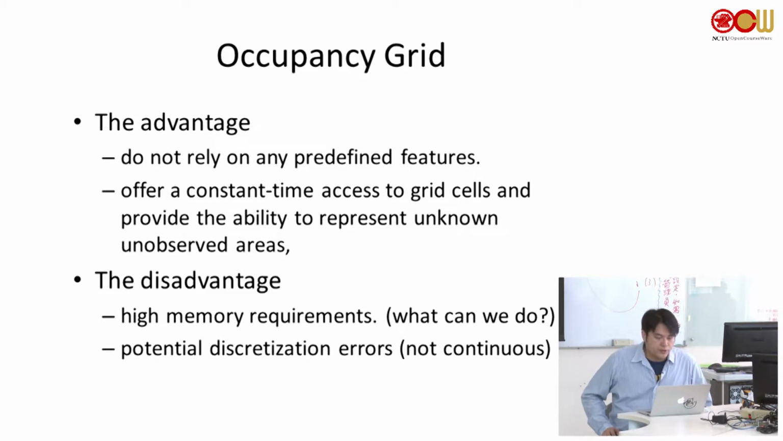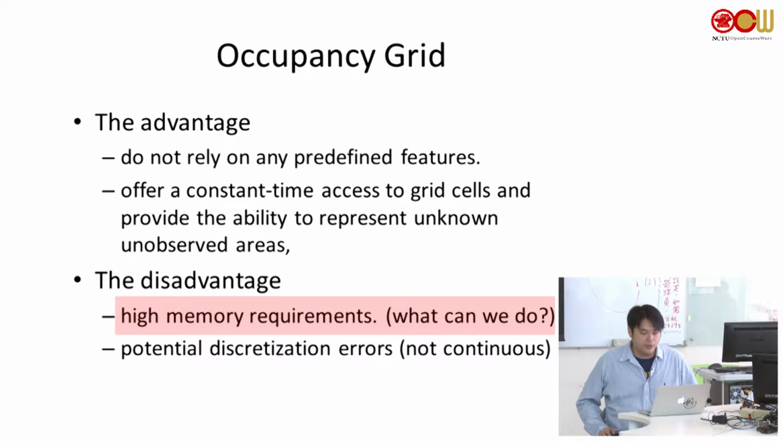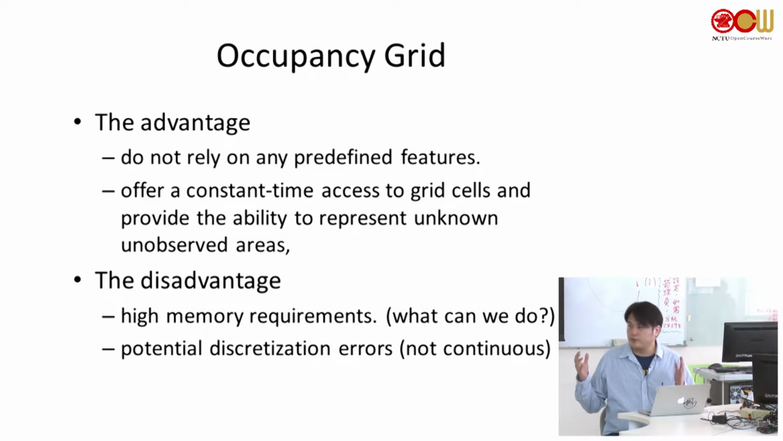But on the contrary, disadvantage would be high memory requirements, especially that you want a very fine-grained occupancy grid. If you want high resolution of the occupancy grid, you will need even much more memory. And the second disadvantage is that because we have to cut it in grids, so the cutting maybe in some scenario is not clean, so that you will have some potential errors. Maybe the surface is not continuous. You need a discrete representation, so that will introduce some errors.